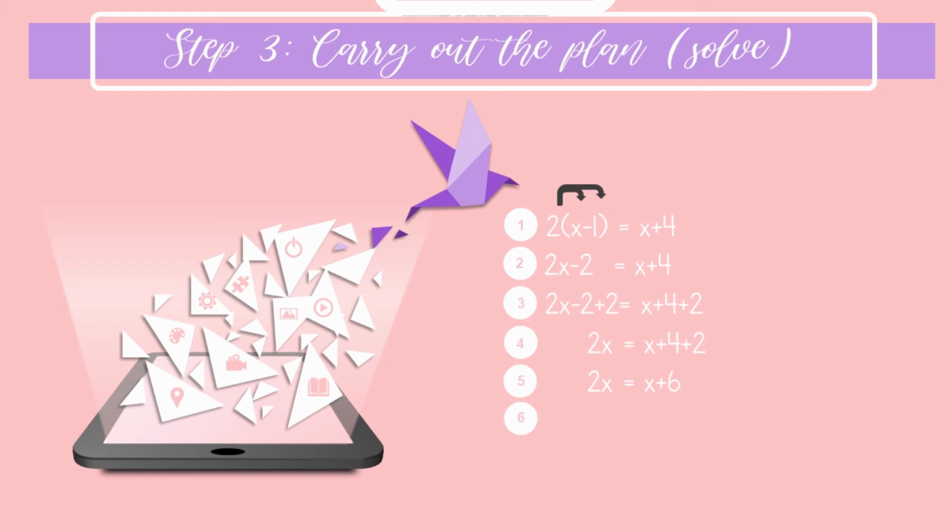Then, we will subtract x from both sides of the equation. 2x - x = x + 6 - x. Then, we will simplify it by combining like terms. x = x + 6 - x. Then, we will get the final answer that x is equal to 6.